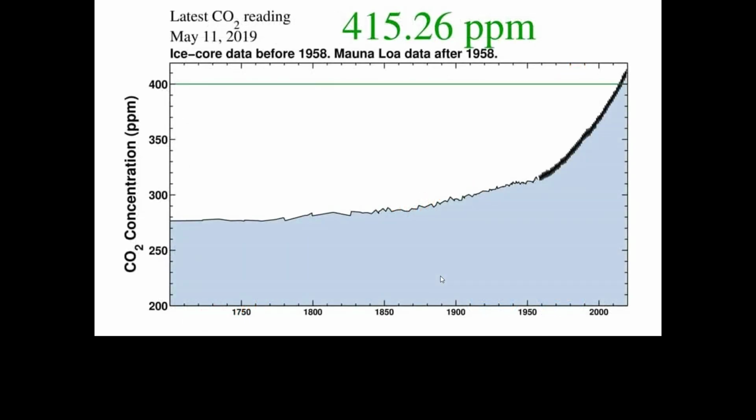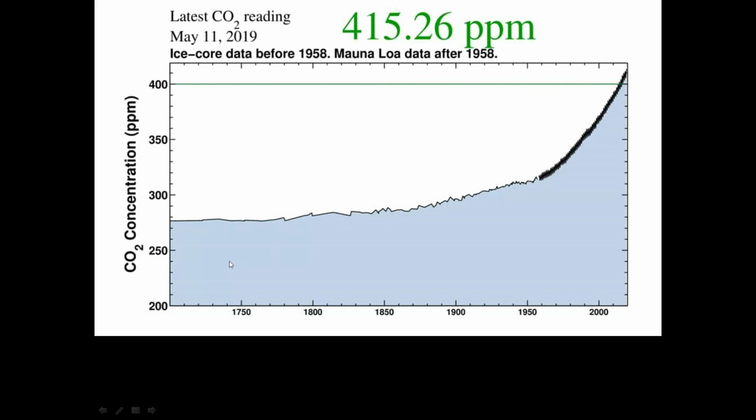So, let's see, another one. This one goes back further. Now, this one uses ice core data before 1958, so we can dig up ice cores from Greenland and Antarctica, pull the bubbles of air out, so those bubbles were trapped many, many years ago. We can analyze what the air was like from those bubbles in the ice. So that's where those numbers are coming from.